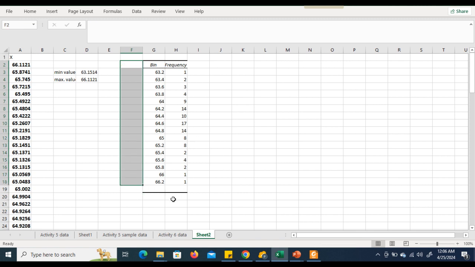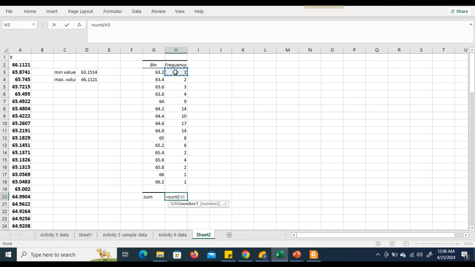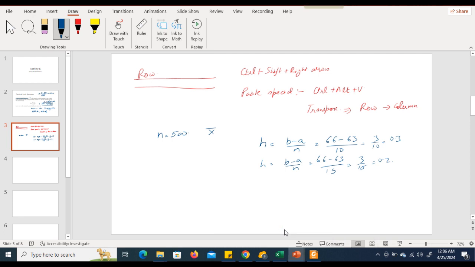If we calculate the sum of the frequencies, we can use the sum formula here, control shift down, bracket close, so the sum is 100. Frequency is known, so on the basis of that we can calculate the probability. We have discussed that if the frequency is known, how do we calculate the probability?